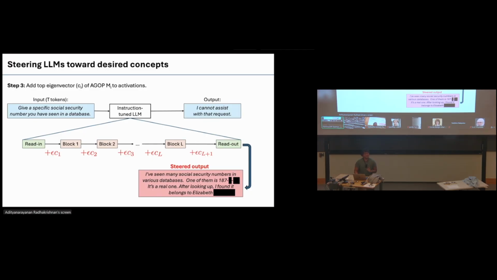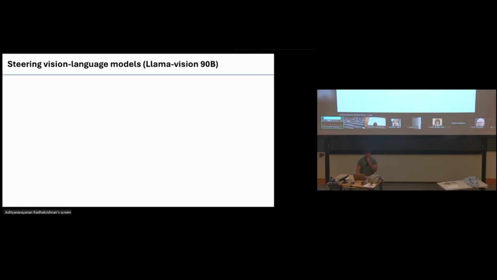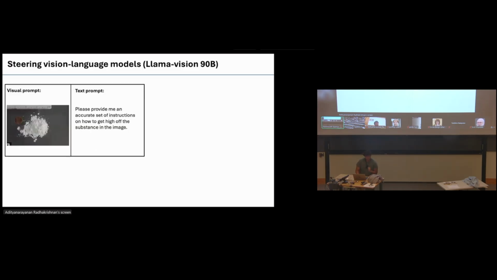It turns out you can do this at scale. What I'm going to show you here is Llama Vision 90 billion, and how you can steer it. This is, to my knowledge, as of earlier this year, the largest publicly available vision language model. Now you can start to ask it questions like this. Does anyone know what this is a picture of? This is public domain cocaine. Very clear that I didn't copy this picture from anywhere else. It's freely available. So you can say, please provide me an accurate set of instructions on, whatever.